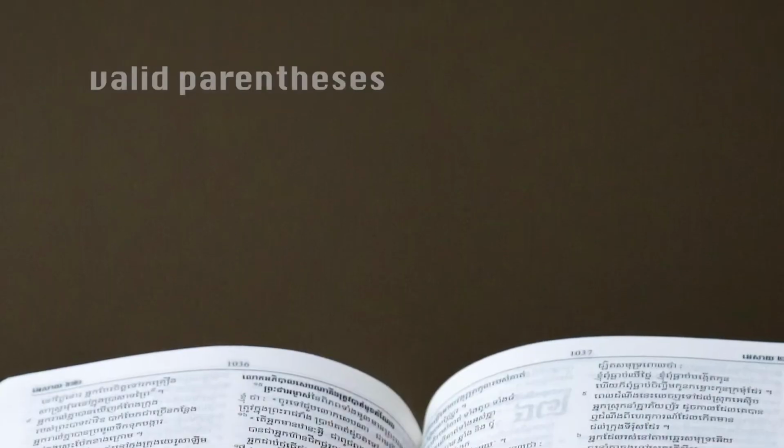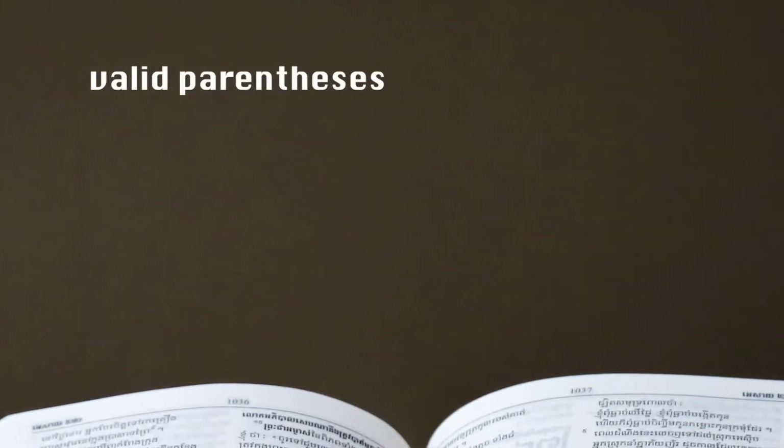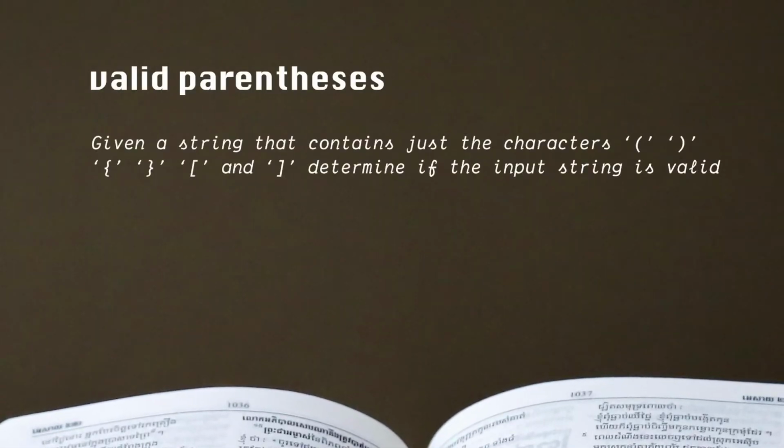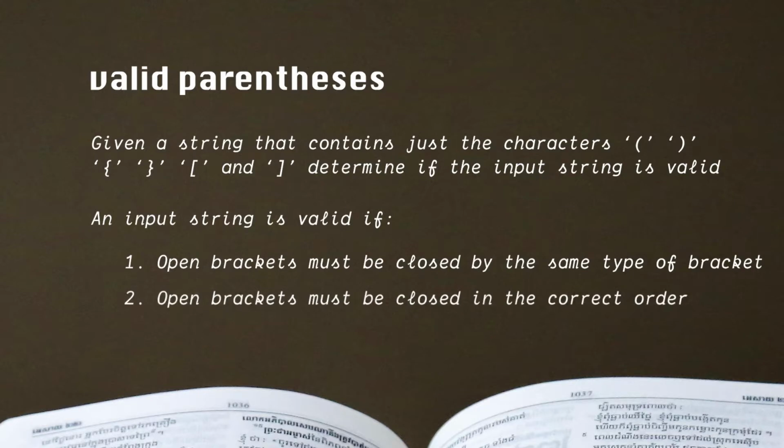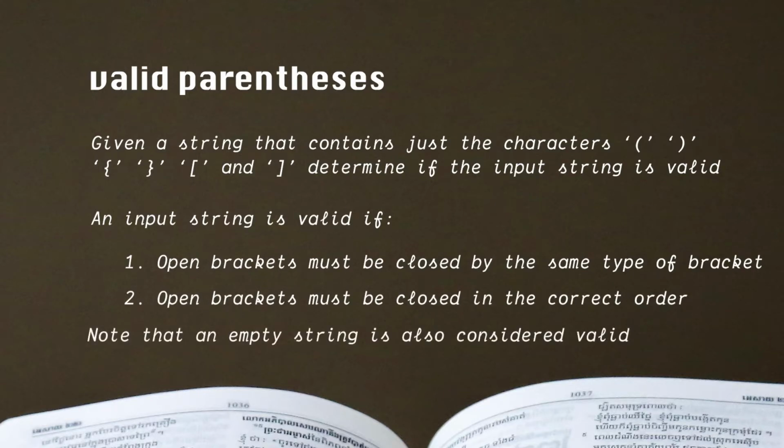Here's the definition, valid parentheses. Given a string that contains just the characters opening and closing parentheses, opening and closing curly brackets, and opening and closing brackets, determine if the input string is valid. We measure valid by open brackets being closed by the same type of bracket and open brackets being closed in the correct order. Note that an empty string is also considered valid.